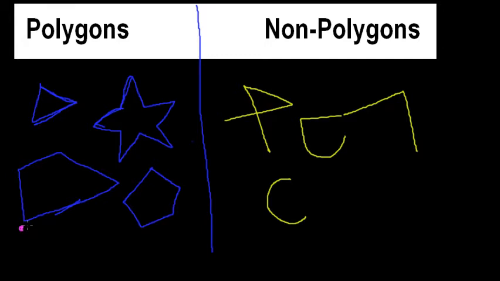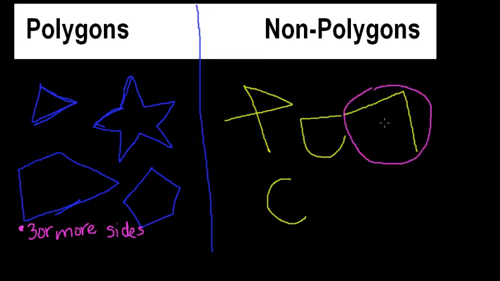Polygons have 3 or more sides. They can't have 2 sides. This one over here in the non-polygons only had 2 sides, so it's not a polygon. Let's think of another one. What about this would make this not a polygon? Well, I see this is called intersecting lines. You cannot have intersecting lines.